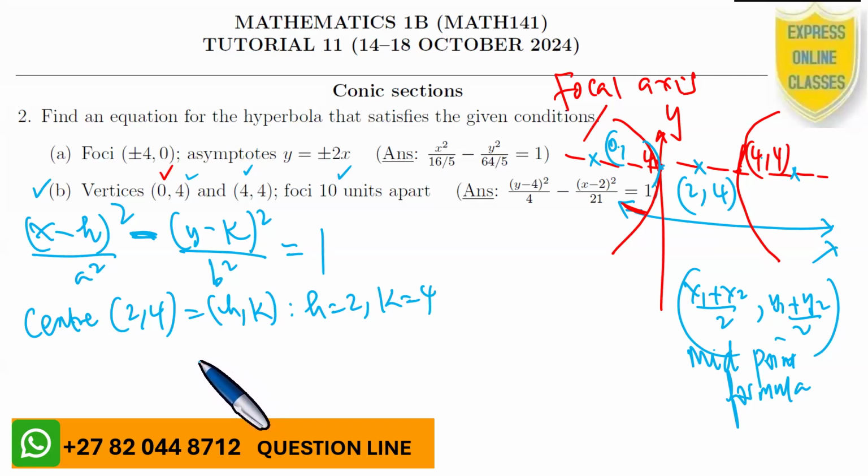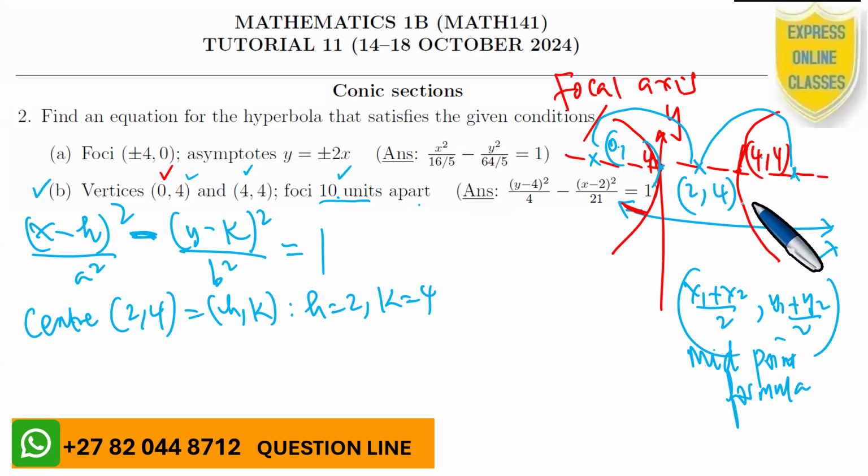But how do we find the A and the B in our situation? You need to think about it. There's information given about the foci that are 10 units apart. For foci that are 10 units apart, it means you add the same distance in both directions from the center. So if they are 10 units apart, we have 5, 5. 5 units here, 5 units there.